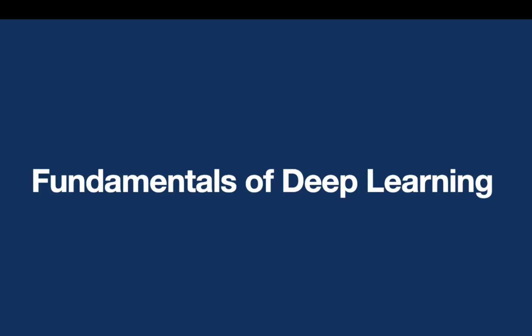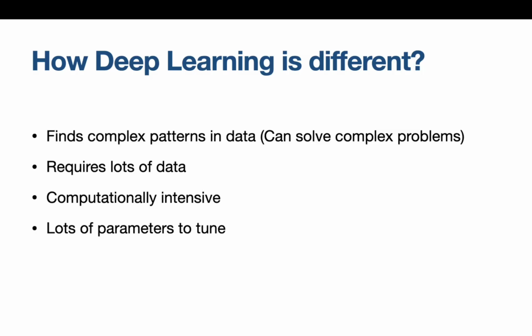Hello everyone. Today we will try to understand the fundamental concept behind deep learning. Deep learning is a field of machine learning which is used to solve some very complex problems like face recognition, language translation, etc. Let us see how deep learning differs from traditional machine learning.